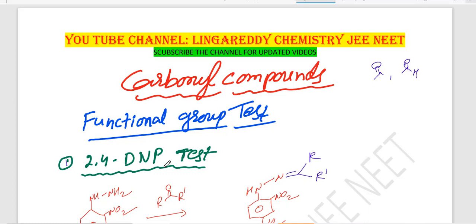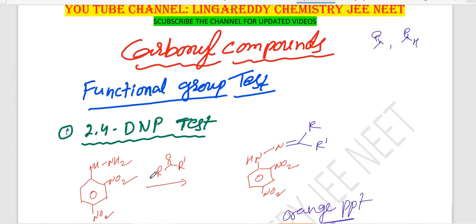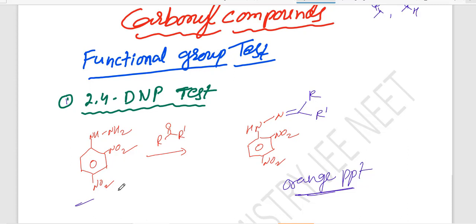The first test is the 2,4 DNP test. What is 2,4 DNP? It is 2,4 dinitrophenylhydrazine. You can see the numbering 1, 2, 3, 4, 5, 6. 2,4 dinitrophenylhydrazine reacts with aldehydes or ketones.